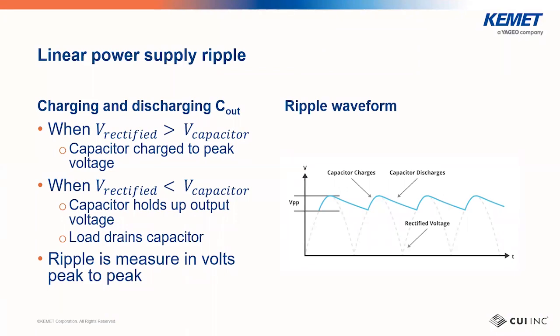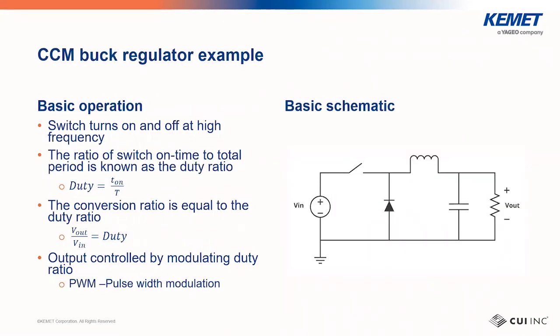Now, there are many issues with a linear power supply, including efficiency, size, and weight, that make them undesirable today. And so for the most part, these have been replaced by switching power supplies. And while they operate in very different ways, when it comes to ripple, it's still the charging and discharging of the output capacitor that causes it. So now we're going to take a look at how a switching power supply works and where the ripple comes from in one of those.